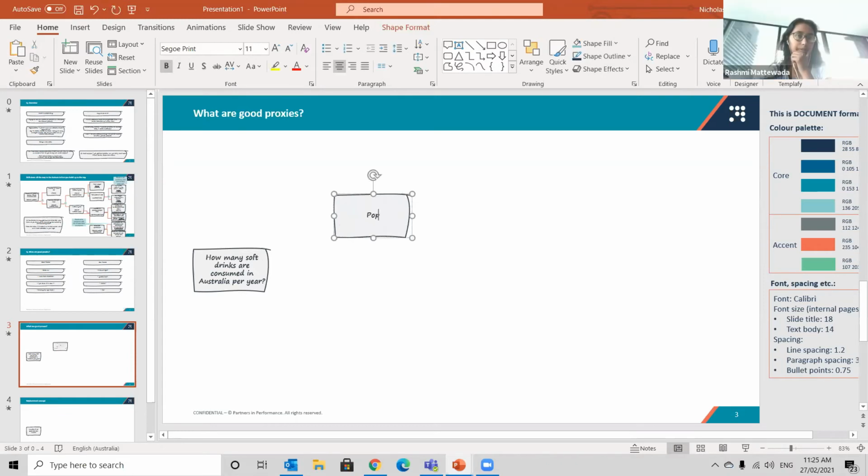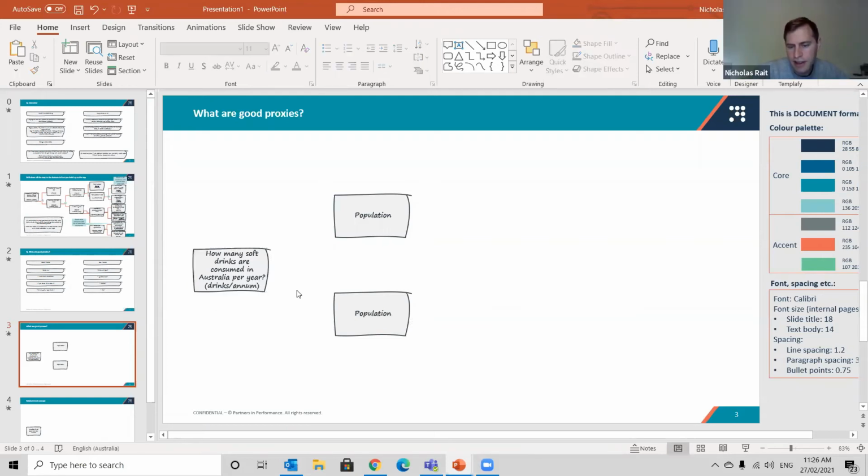Population, or a segment of population. Yep. You'd be thinking of consumer spending habits as well. So what is people's propensity to spend on soft drink, for example? I think that's all important detail in terms of having an A+ answer to this.